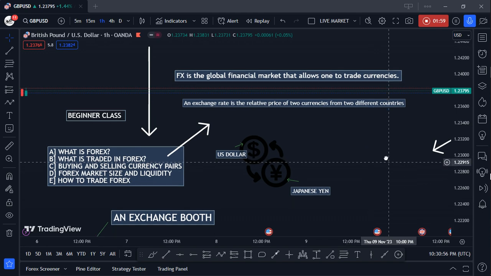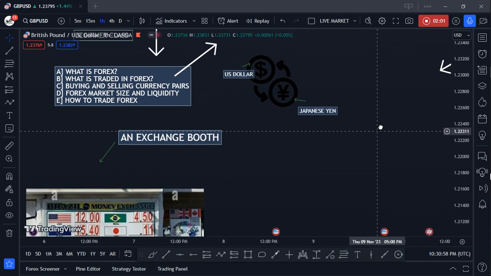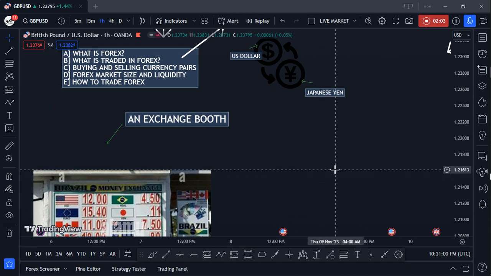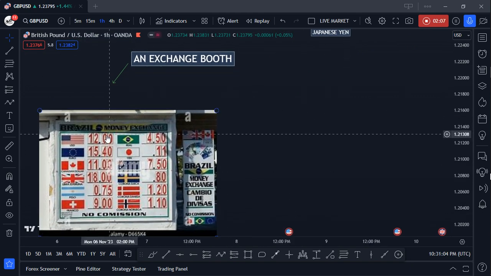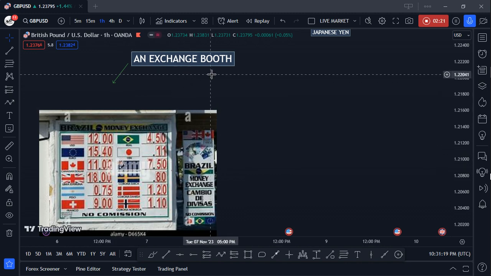So this is what an exchange booth looks like. Hope all of us have seen this kind of picture somewhere in front of our banks, in front of our forex bureau, and so forth. So this is where currencies are exchanged. It's called an exchange booth.